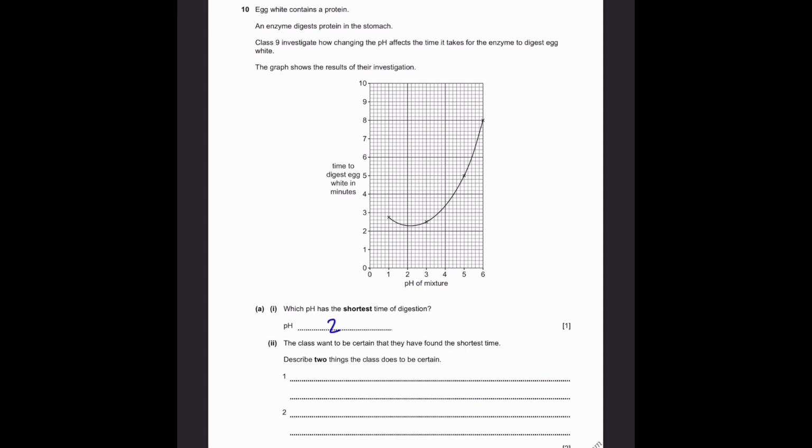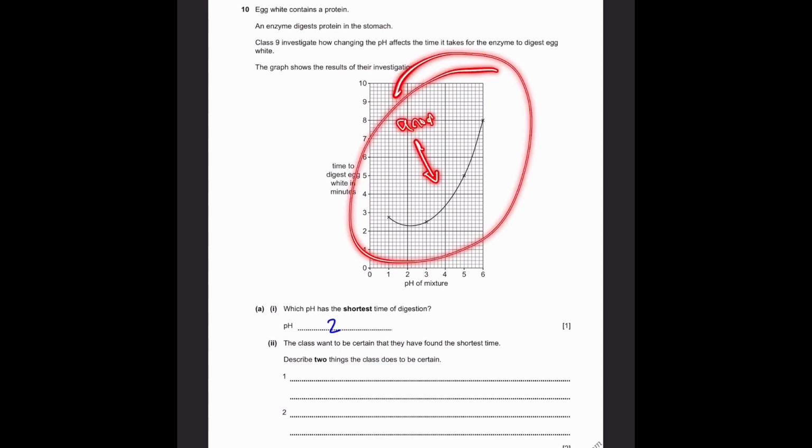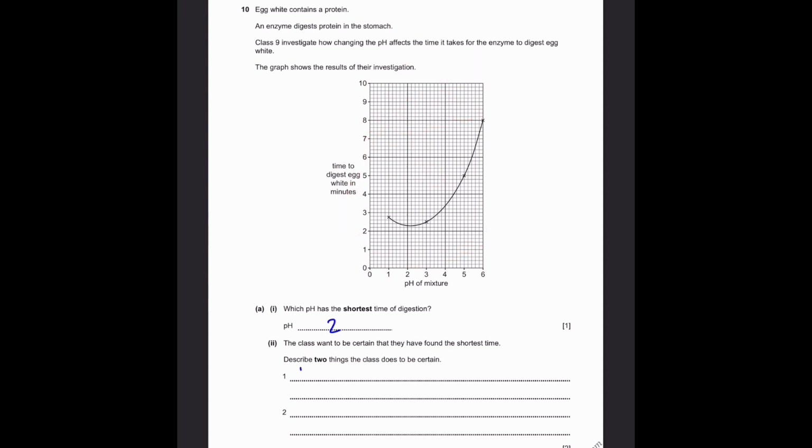That's the answer. Number 2, the class want to be certain that they have found the shortest time. Describe 2 things the class does to be certain. So number 1 is quite simple. They can repeat this investigation to check for anomalies. They repeat the investigation to check for anomalies.